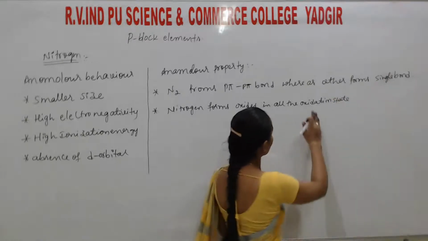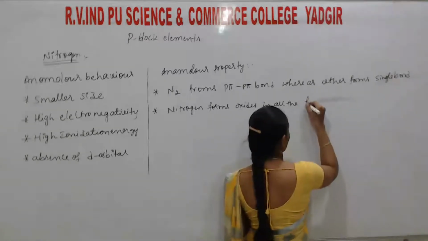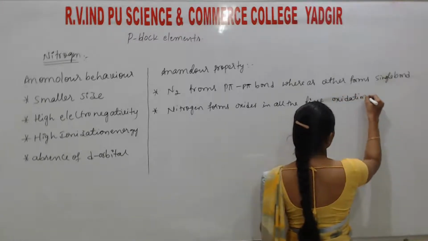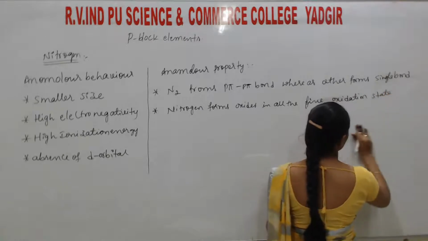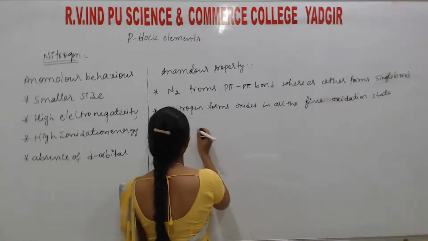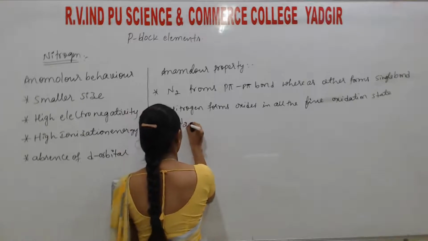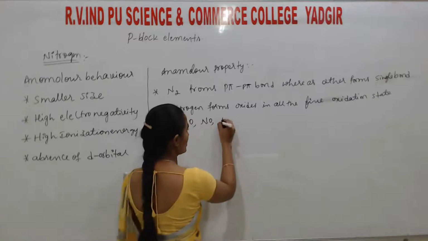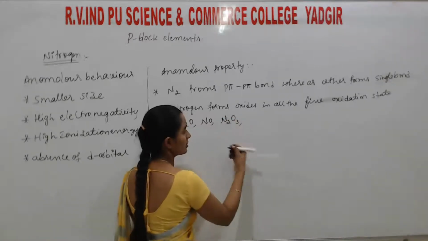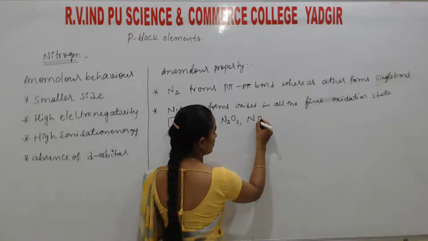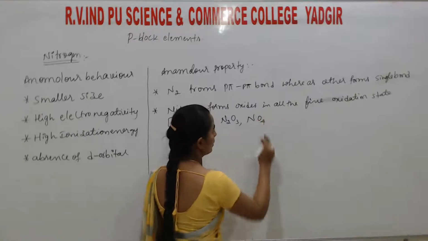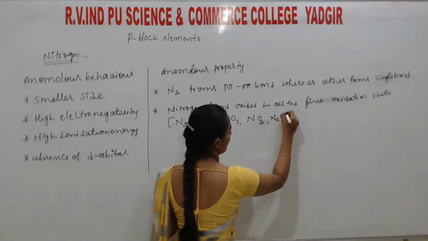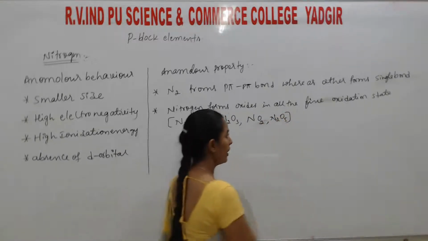All the 5 oxidation states. I write an example here. N2O is plus 1 oxidation state. NO, plus 2 oxidation state. N2O3, plus 3 oxidation state. NO2, plus 4 oxidation state. N2O5, plus 5 oxidation state.